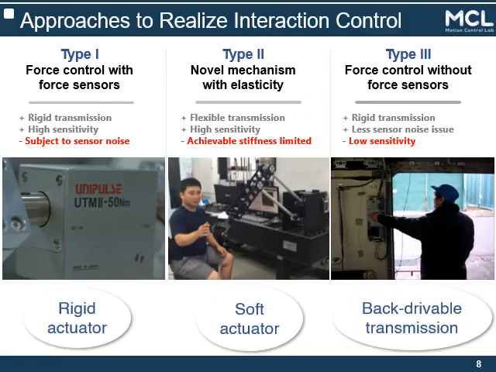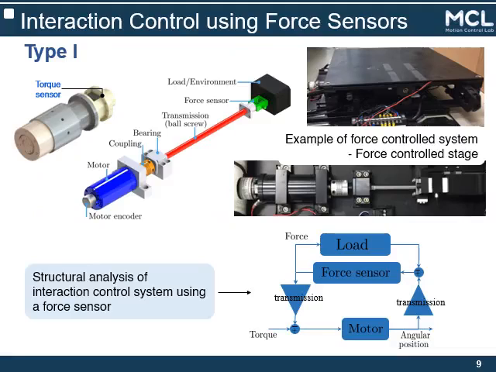Okay, with the proposed understanding and categorization of the interaction force control system, I will explain the characteristic of each type one by one. First, the force control system with the force sensor.